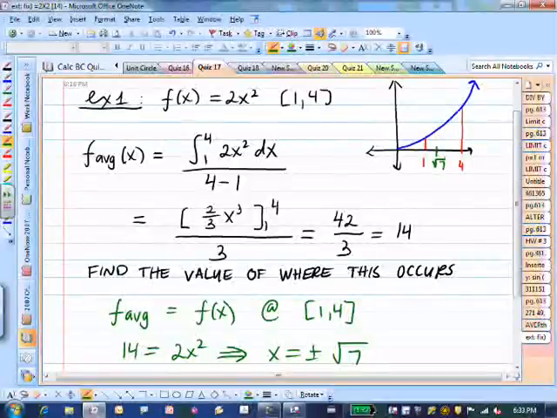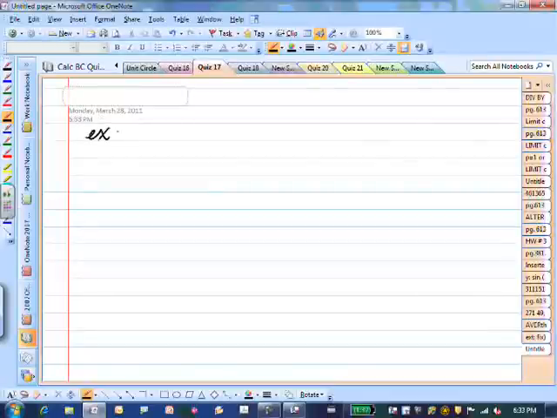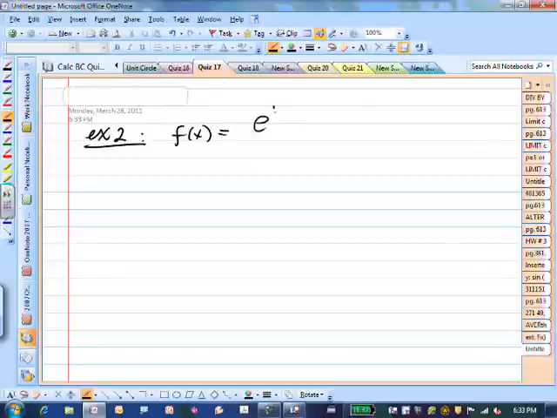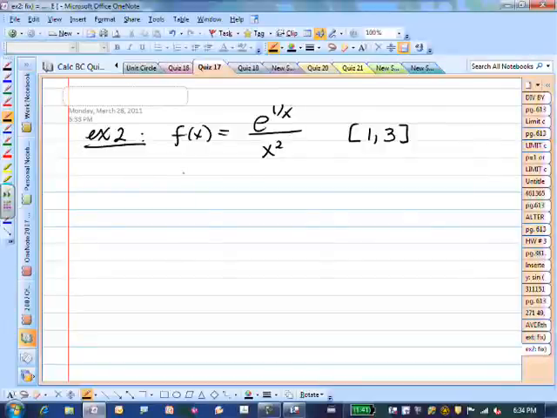Okay, let's look at a second example. Here's our second example. We are going to look at a function which is e to the 1 over x, all over x squared, and let's just look at the interval 1 to 3 to keep it simple. What I would like you to do is integrate this by hand, but then at the point where you actually have to plug in the numbers, you can go ahead and use the calculator. You need to find two things. You need to find f average, and you need to find the value of x where that occurs. Before moving on to the next video, I want you to pause and try to work that out on your own, maybe in the next 5 minutes or so, before clicking next at the top right.